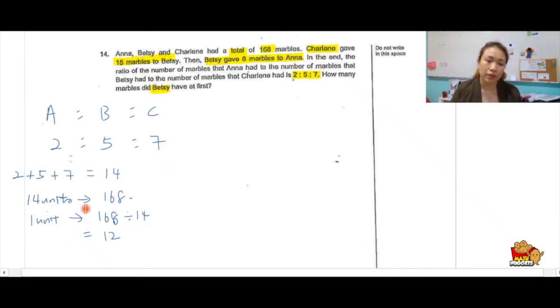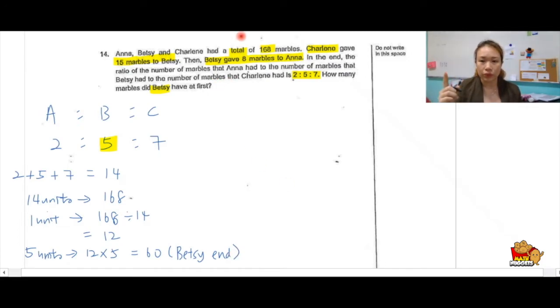So the question wants us to find out Betsy, right? So maybe I just find Betsy. Betsy, in the end, she has 5 units. So 5 units for Betsy. That's 12 times 5, which is 60. So this is what Betsy had in the end. So we want to work backwards. Now, take note, when you're working backwards, you do the opposite of what the question says, okay? So if Betsy gave 8 marbles to Anna, we're going to have to take back the 8 marbles from Anna and give it back to Betsy. So 60, take back the 8, 68.